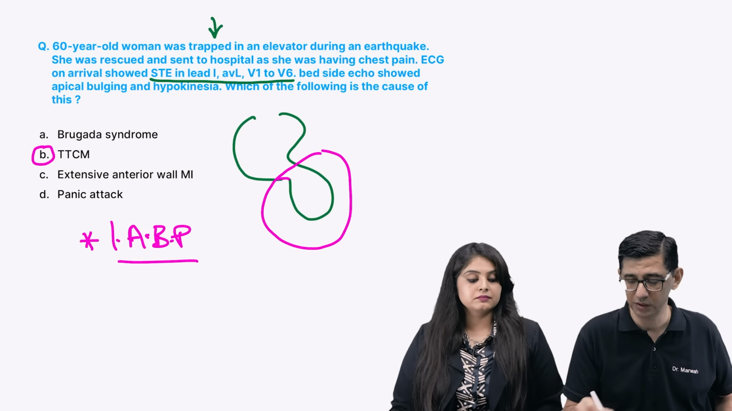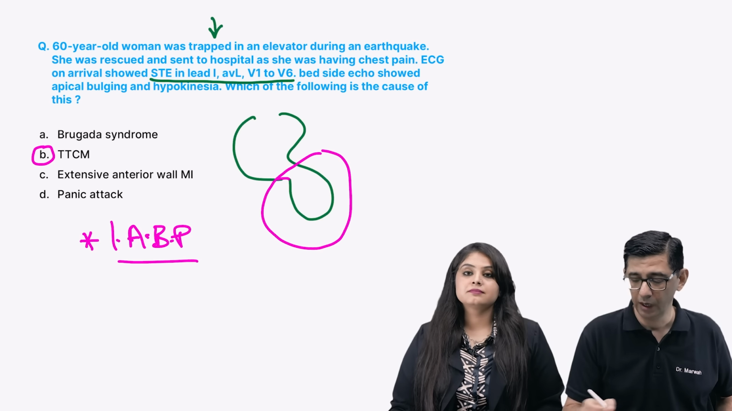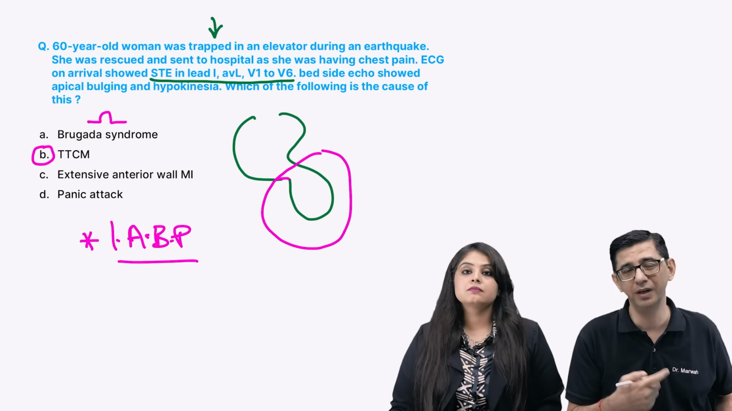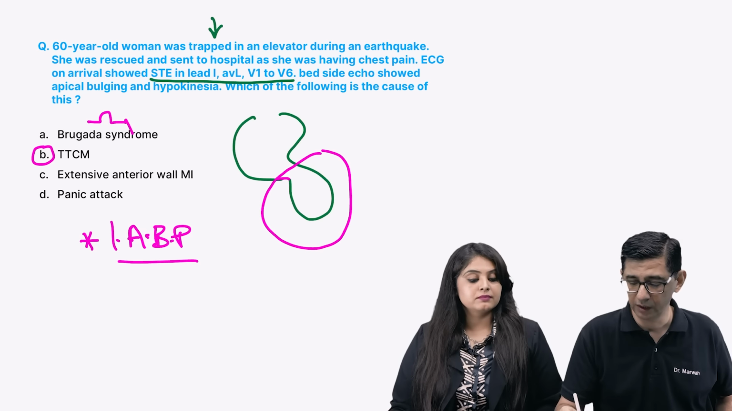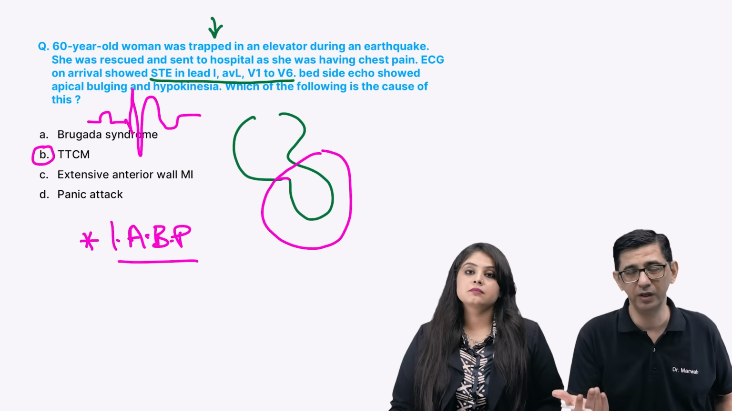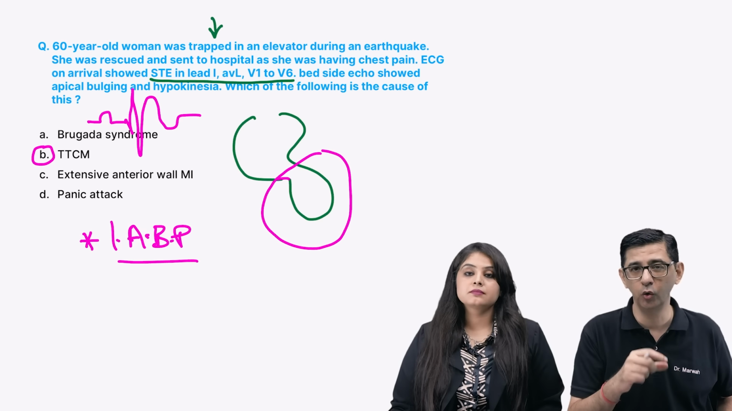So the final diagnosis in this case is option number B, and you can rule out option number A because Brugada syndrome is a sodium channel defect, an SCN5A defect, where we get a classical coved pattern of ST segment elevation that I've currently shown before you. That's again a question, especially for INI-CET aspirants. I mean, they always mention that coved pattern.